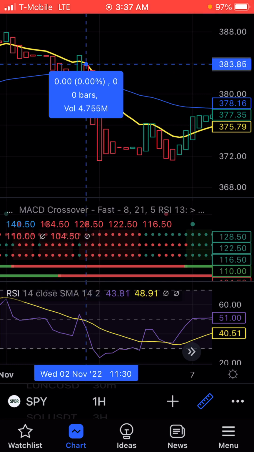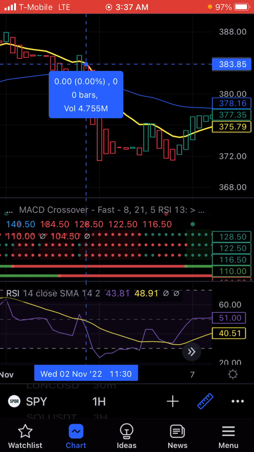So I would start here at a 383 put, and I would write it out. Since we're working on the hour here, the next thing you've got to do is look at your RSI. Since we're focusing on a put, the red line has got to be below the yellow line. When you're doing a call, the purple line has to be above the yellow line.